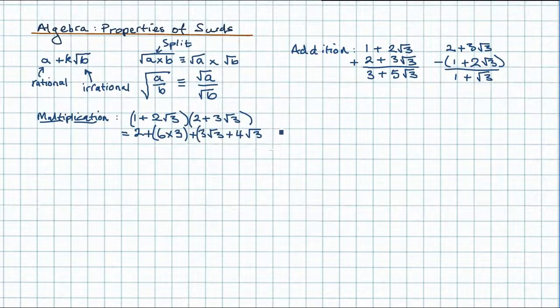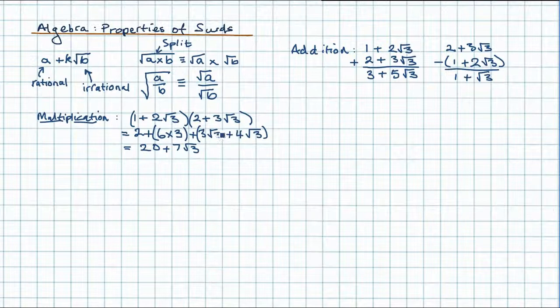And you can see we can combine these as well. So 3 root 3 plus 4 root 3 is going to give us 7 root 3, and the rational numbers here, 2 plus 6 times 3 is 18, so 18 plus 2 is going to give us 20 here, plus our 7 root 3, like that.